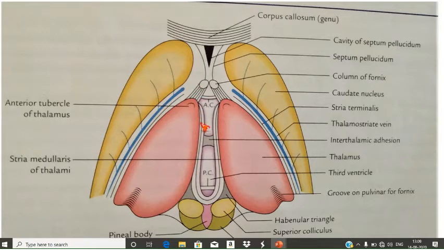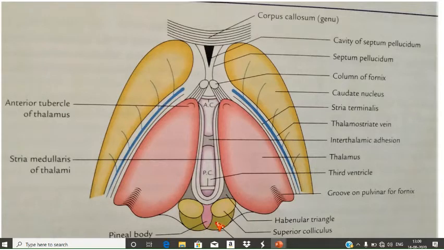The anterior ends are present near each other. The posterior ends are away from each other. Between the posterior ends of the thalamus, we can identify these structures: the superior colliculus, the habenular nucleus and triangle, and medial to this, we can identify the pineal body.